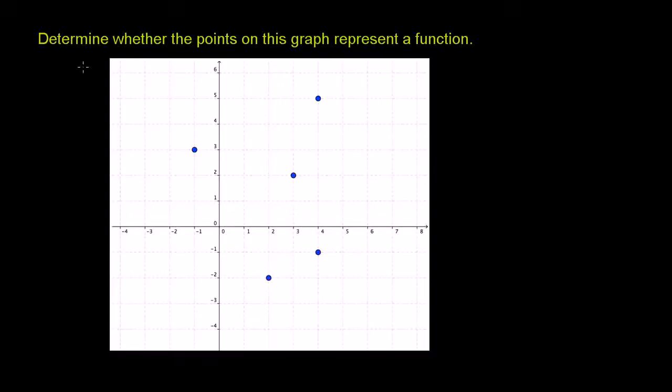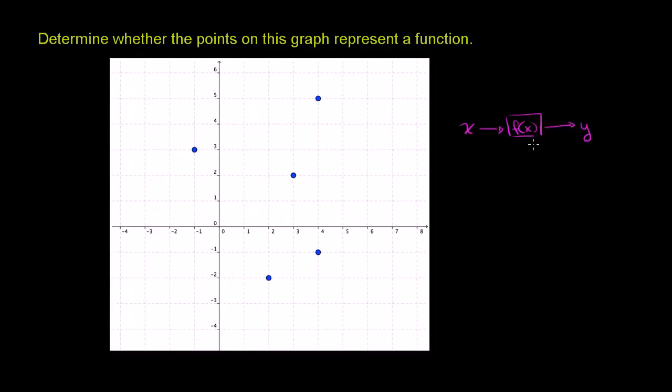Determine whether the points on this graph represent a function. Now, just as a refresher, a function is really just an association between members of a set that we call the domain and members of a set that we call a range. So if I take any member of the domain, let's call that x, and I give it to the function, it should tell me what member of my range is associated with it. So it should point to some other value.